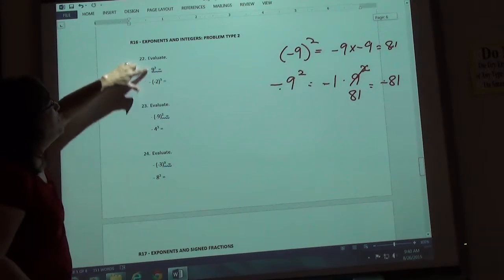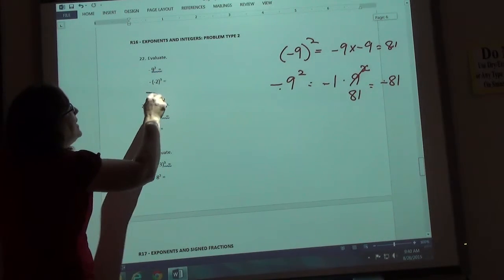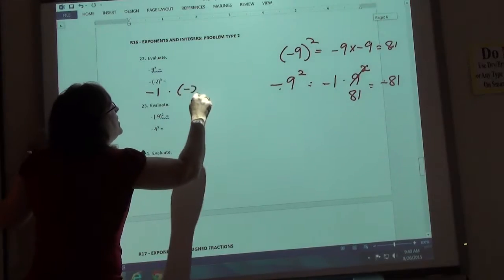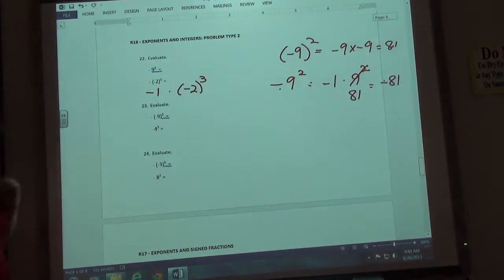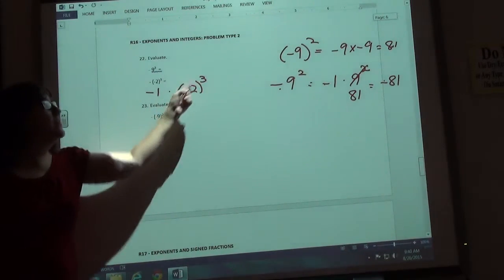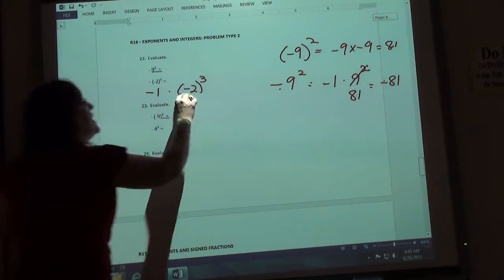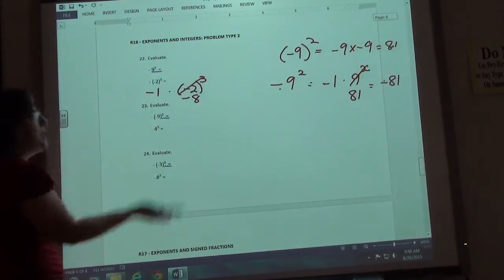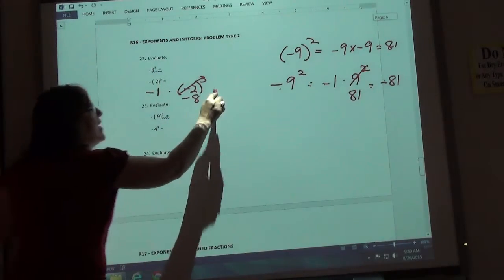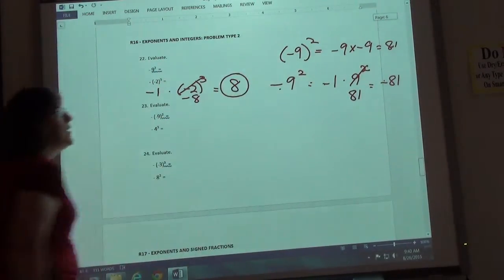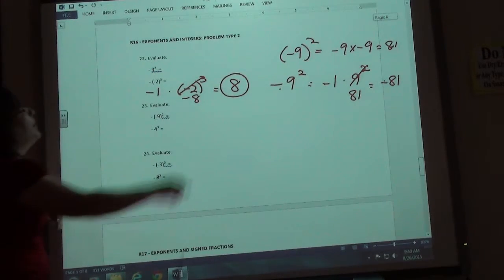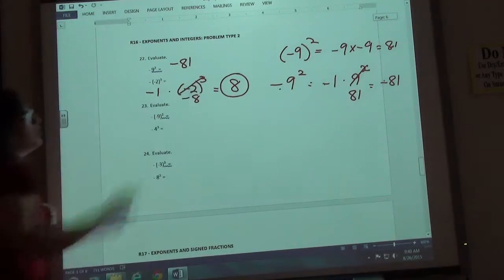So if I'm interpreting this one right here, it means negative 1 times negative 2 to the third power. I do my exponent first. So I do the negative 2 cubed first, which is negative 8. And then I multiply negative 1 times negative 8 and get a positive 8 answer. Probably should put my answer up here that I did over there.